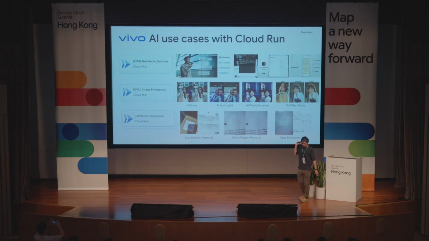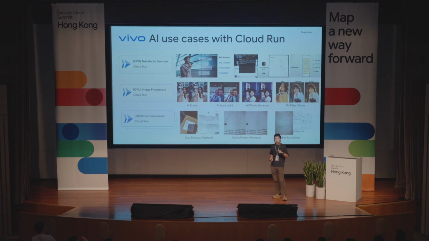Okay. So this is a customer reference from Vivo. You may be familiar, they're a smartphone manufacturer. They're using Cloud Run to do something similar to what I did here, but even more advanced. They use Cloud Run for 3 different use cases. First of all, they use Cloud Run CPU for text and audio services, for example live call translation, AI captions, note assist, these kinds of CPU-intensive tasks. And the second use case is they use the GPU feature I just mentioned for image processing.